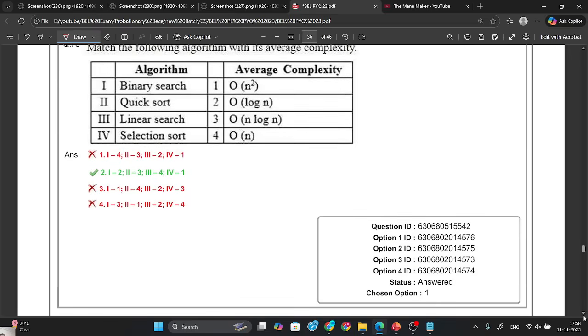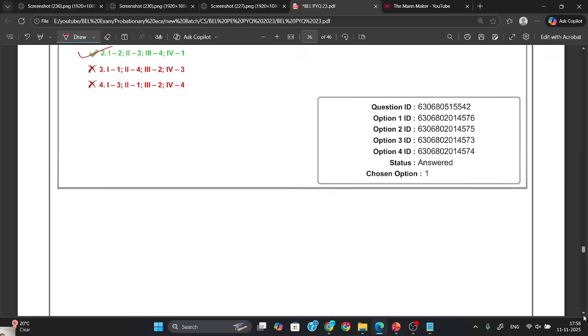Now we need to match this thing. So I already discussed these tables in the class, so it's related to binary search. Binary search is related to this one. Average complexity for binary search is O log n, then for quick sort it will be this one, and for linear search it will be this one, and selection sort it will be this one. So option 2 is your right answer.